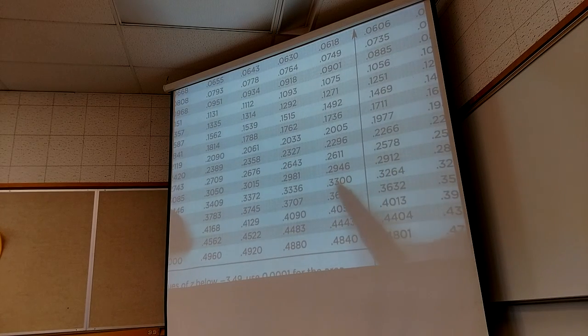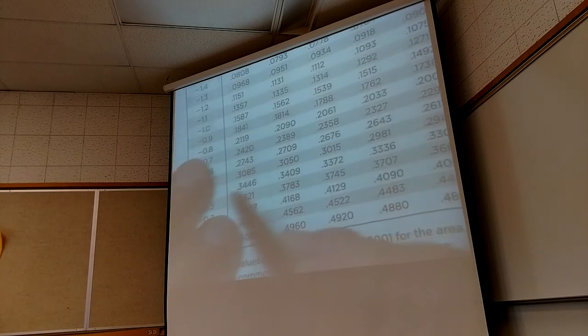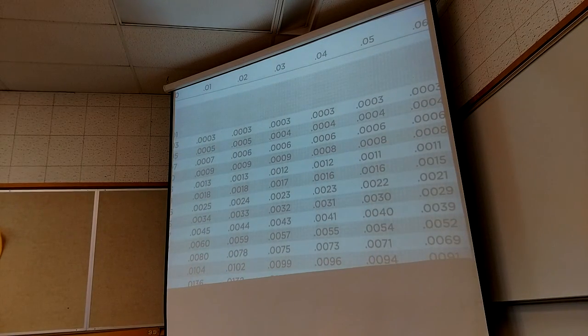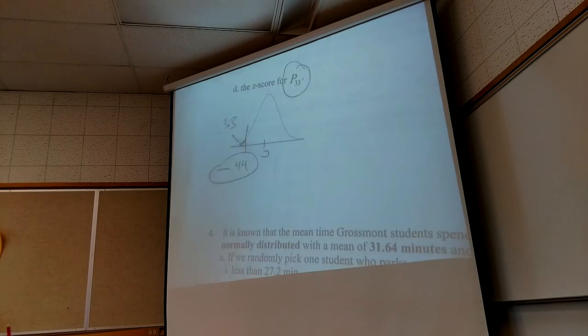So is everybody cool with that, 0.33? And what z-score corresponds to that? Negative 0.44. So if I know a z-score and I can find the area below that z-score, I should be able to take an area below some unknown z-score, look it up, and find the z-score. I have to be able to do it both ways. So that would be negative 0.44. Bam.